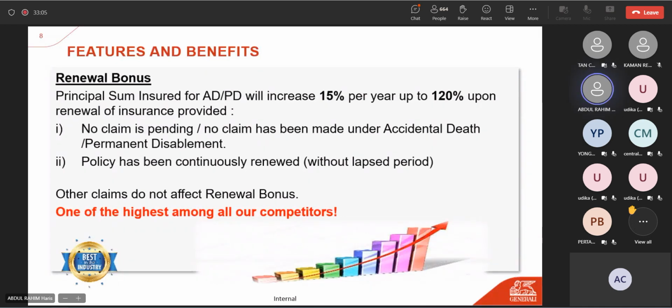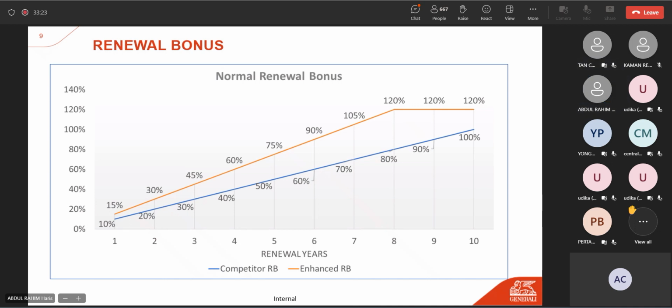Another point is other claims do not affect the renewal bonus. So it's only accidental death and permanent disablement that will affect your renewal bonus. And we're actually one of the highest among our competitors at 15% up to 120%. This is just an illustration that you will see your coverage go higher, faster than some of our competitors in the renewal bonus feature. So you can see 15%, 30%, and by the 8th year renewal, it will be 120% already of your principal sum insured.